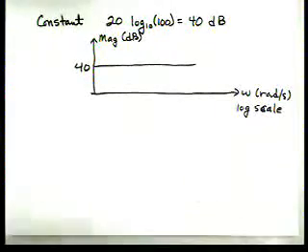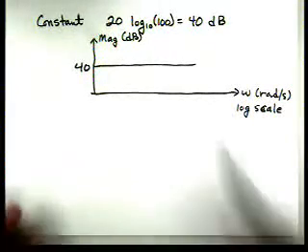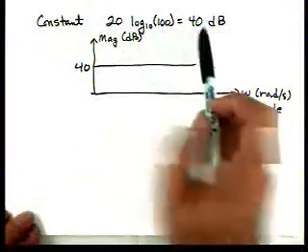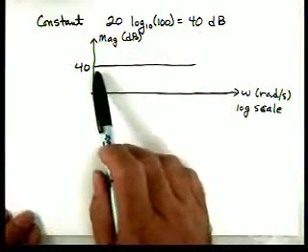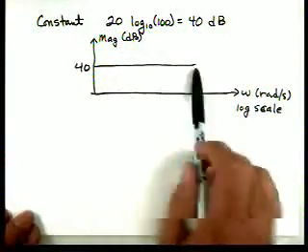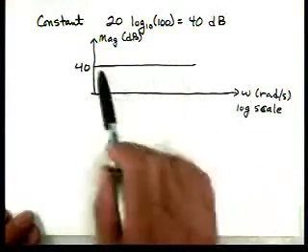So first, let's look at the constant. Okay, there's the constant. Our constant is 100, so we take 20 log base 10 of 100, which is 40 dB. So the characteristic for that constant is it's the same value for all frequencies.